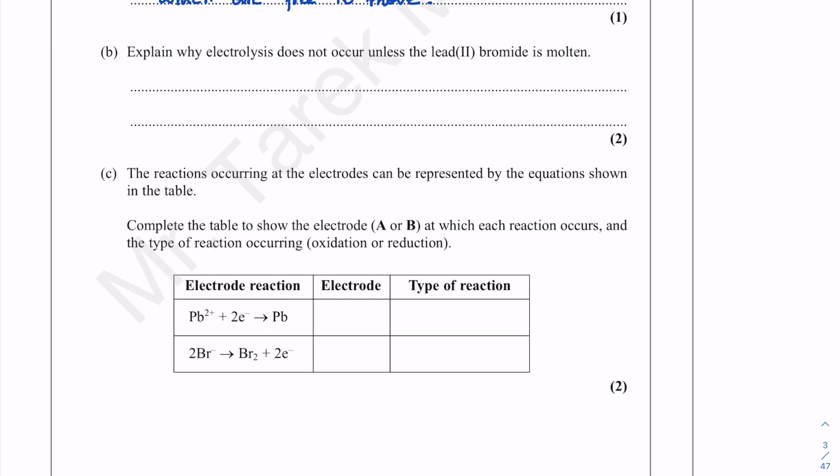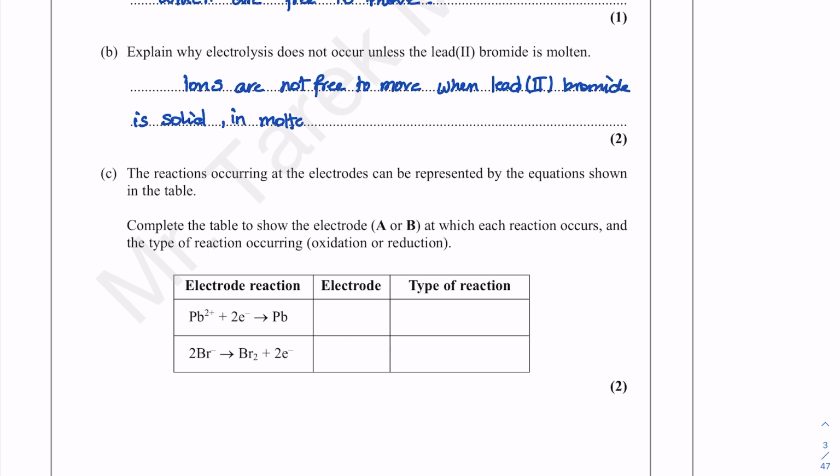Because ions are not free to move when lead-2 bromide is solid. But of course, in molten lead-2 bromide, PbBr2, ions are free to move.